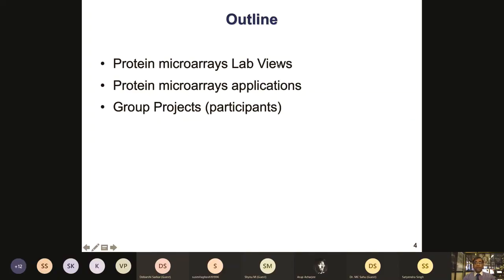So I'll give you a couple of short videos to show you the lab views of protein microarrays, and then I'll take you to the lab as well. A glimpse of some of the microarray applications which are possible on these arrays, and then we discuss some group projects with all of you.